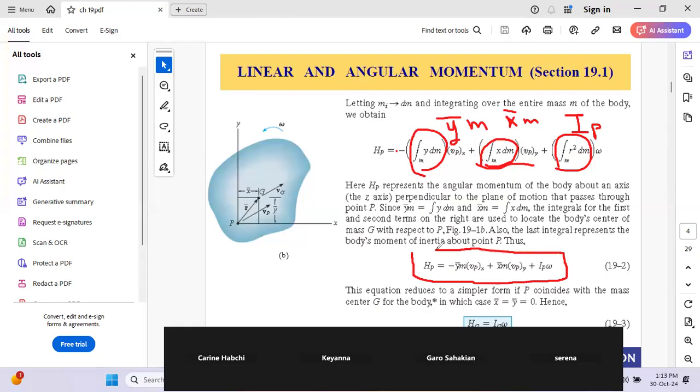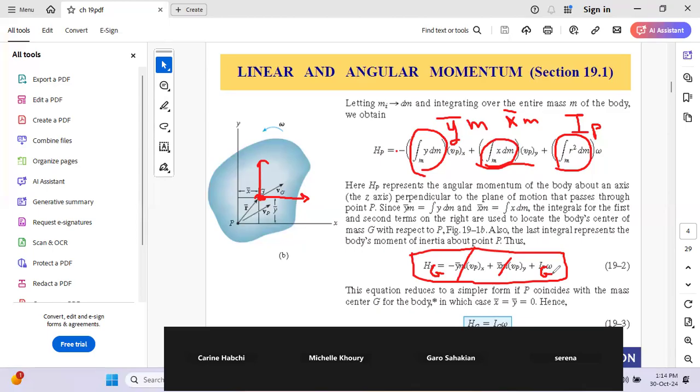Now, the first particular application of this formula is to put P on G. If I put P on G, what will be x bar and y bar? Zero. So these two terms will cancel out, and the angular momentum about G is Ig omega. So this is the first application of this formula.